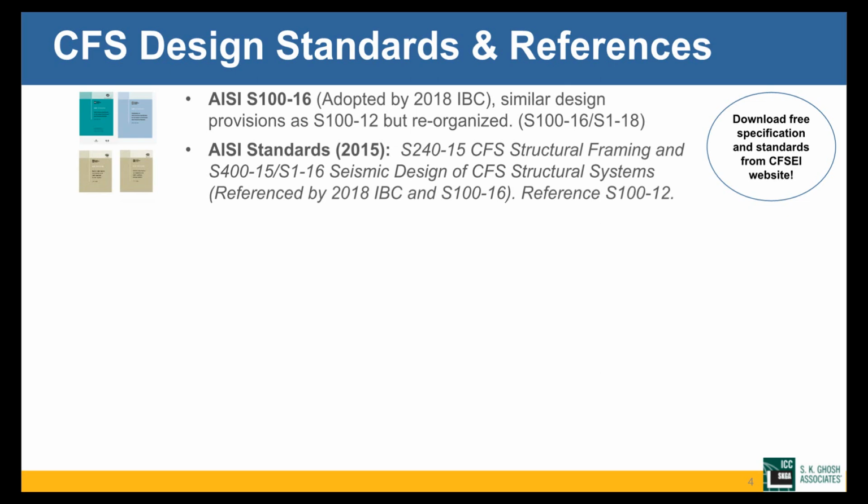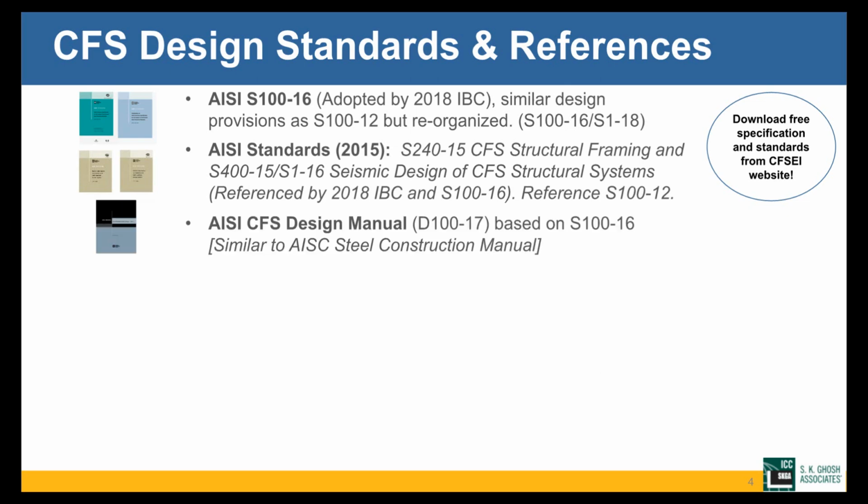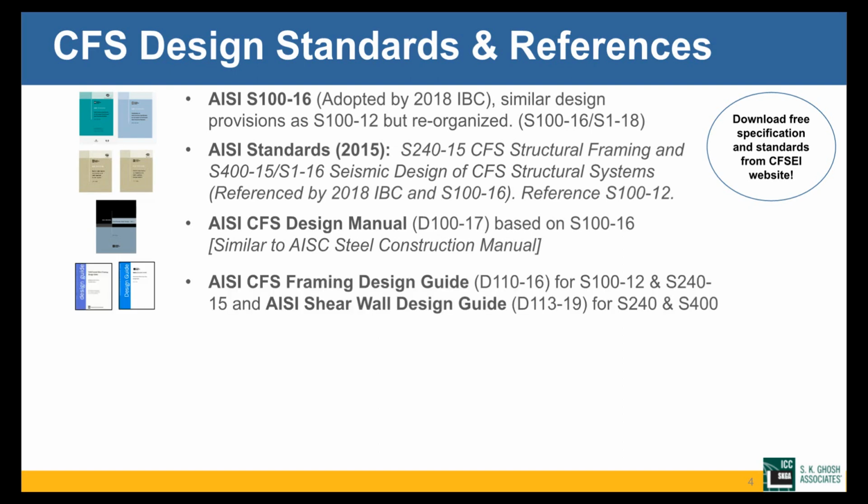Now these, the specification and the standards, they're available for free if you download it from the CFSEI website. So that's the Cold Form Steel Engineers Institute. The Cold Form Steel Design Manual from AISI, a very useful document to have in your library. D117 is the latest version. It's based on S116, and this is similar to the AISC Steel Construction Manual. It has tables, graphs, charts to help you more efficiently design cold form steel. And also it has design examples in there as well.